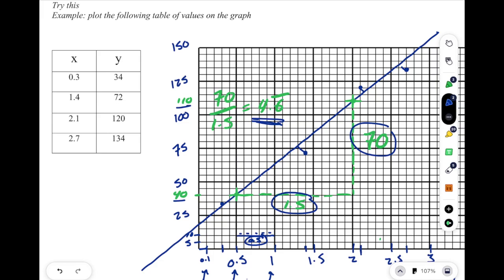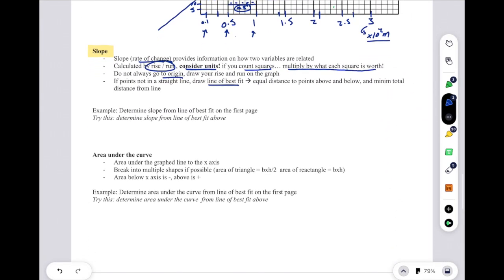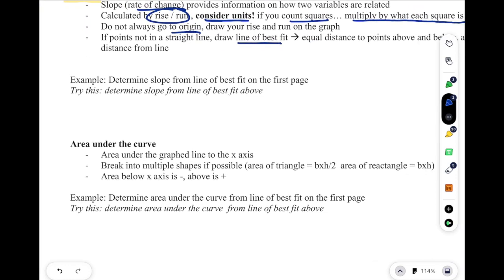Moving on to the next section of this lesson is now to look at area under the curve. It's actually kind of similar, but instead of looking at rise over run, it's looking at rise times run. So this is the area under the graph drawn to the x-axis. That's important. So you basically make a shape drawing straight down from your line to the x-axis. It's often a triangle or a rectangle and a triangle.